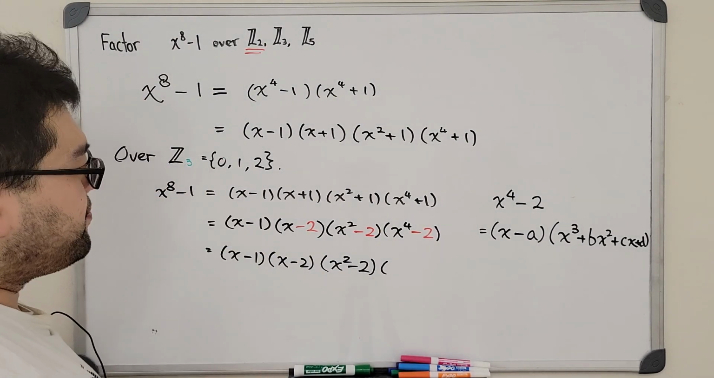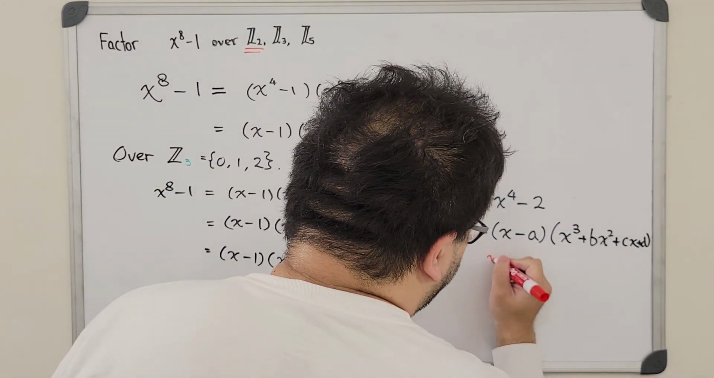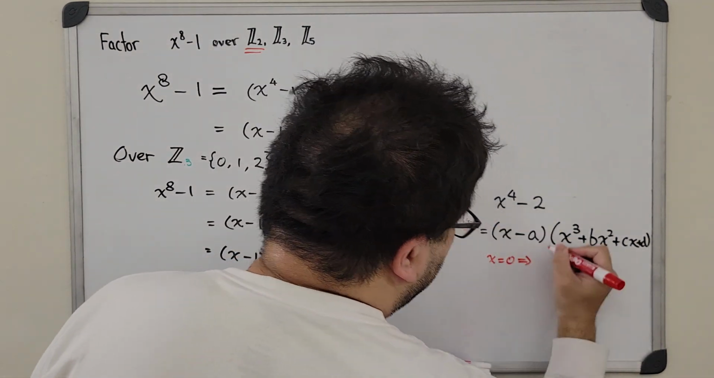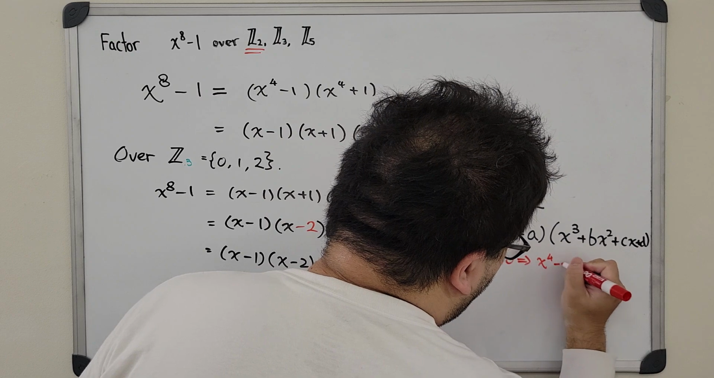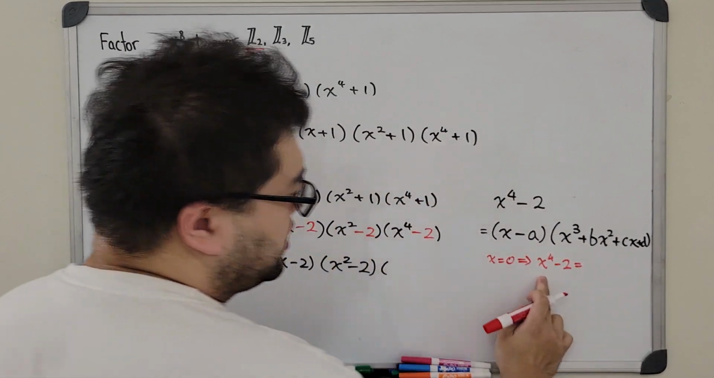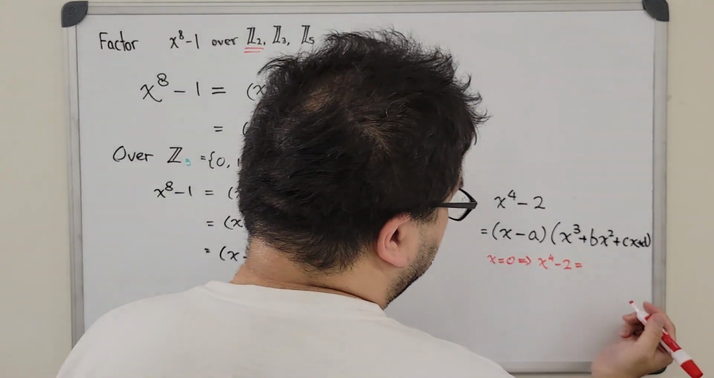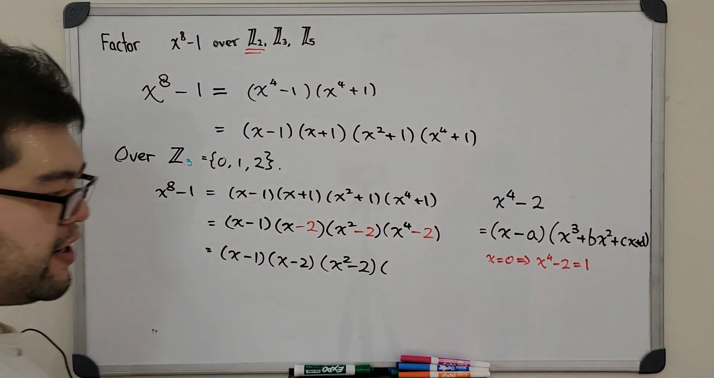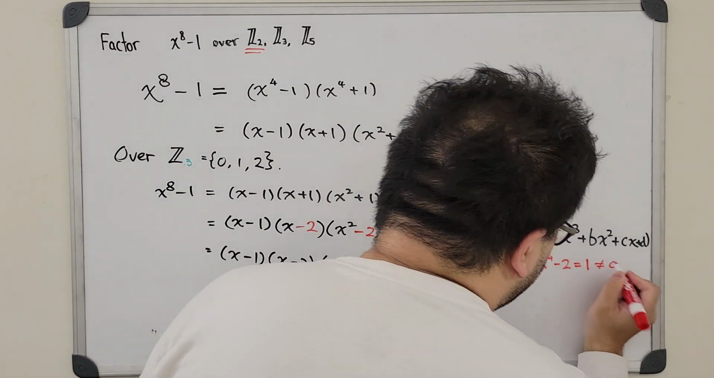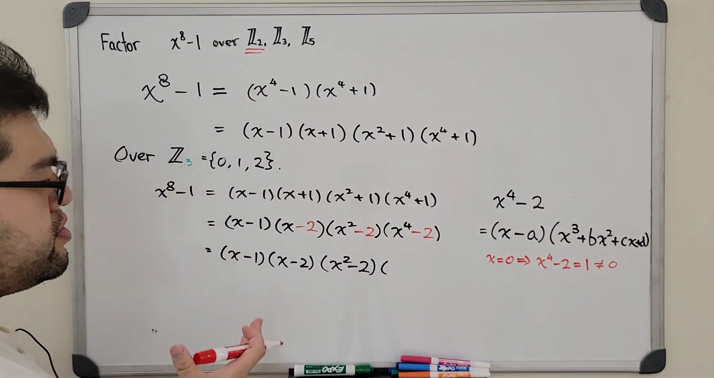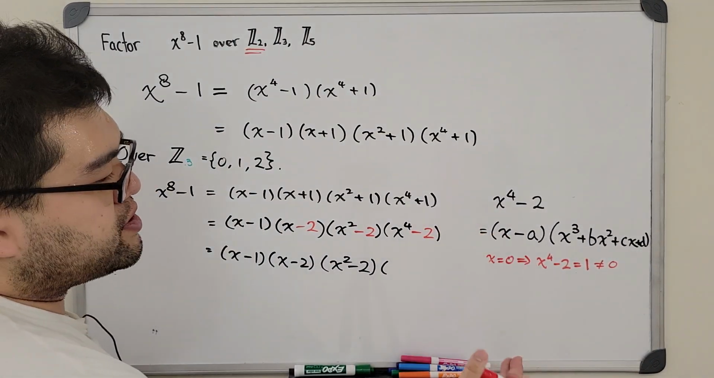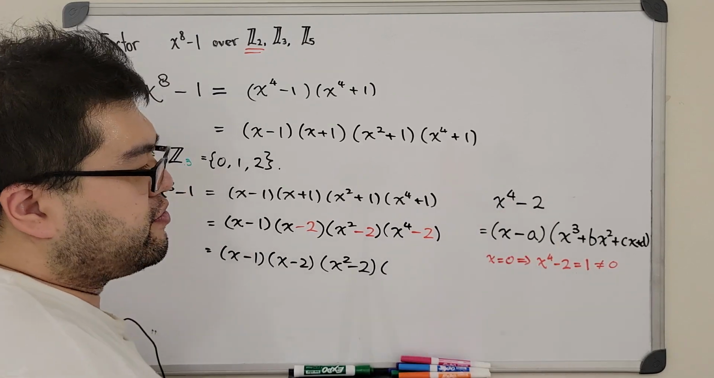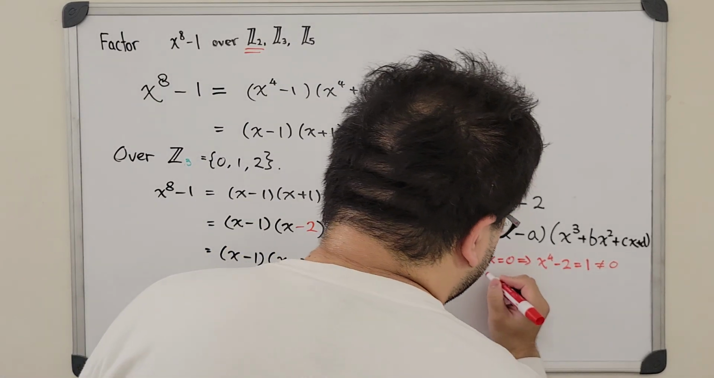Let's see. Suppose x equals 0. Then the given polynomial, x to the 4th power minus 2, is of course equal to 0 minus 2, which is negative 2, which is equivalent to 1, but definitely not 0. So x equals 0 is not a solution. In other words, x is definitely not a factor of x to the 4th power minus 2 in our case.